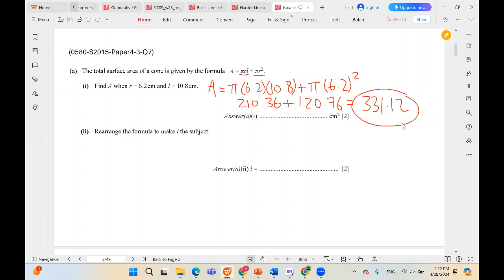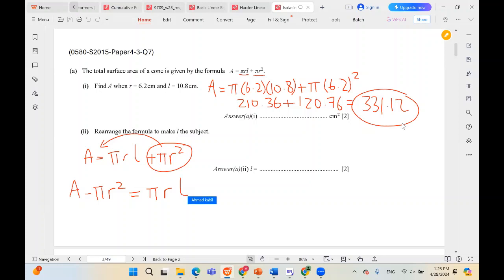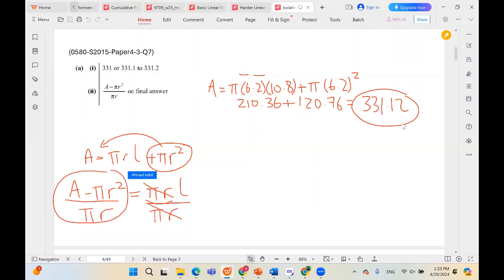For II, we want to rearrange the formula to make L the subject. So we want L to be alone on one side. So A equals pi RL plus pi R squared. We want L to be alone. So let's take this term and move it to the left-hand side. So we have A minus pi R squared equals pi RL. And then we want to get rid of pi and R. So we'll divide both sides by pi times R. These will cancel out, and we are left with this expression as a final answer. So 331.12 is correct, and A minus pi R squared over pi R is correct as well.